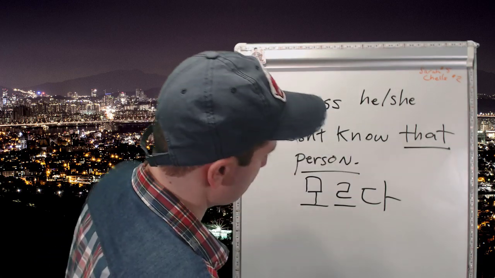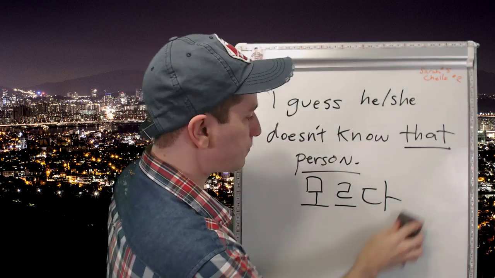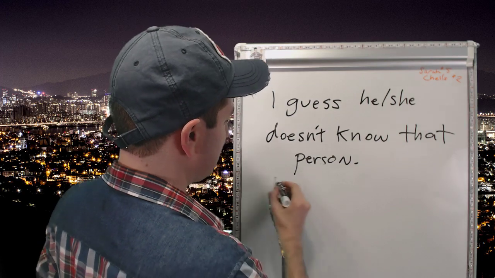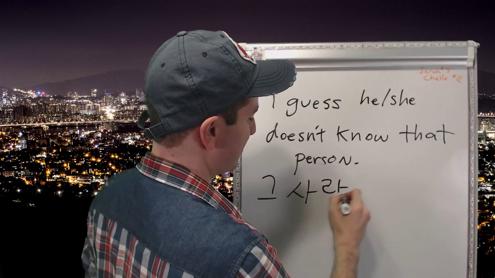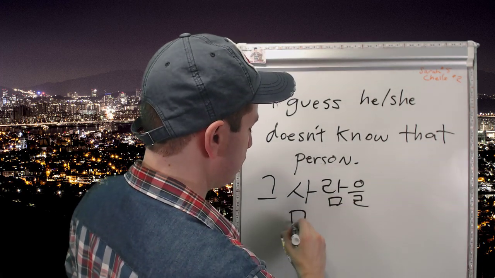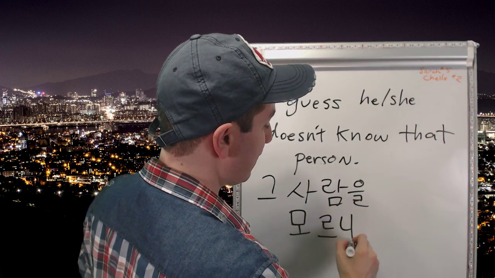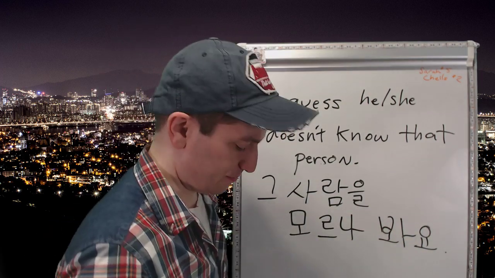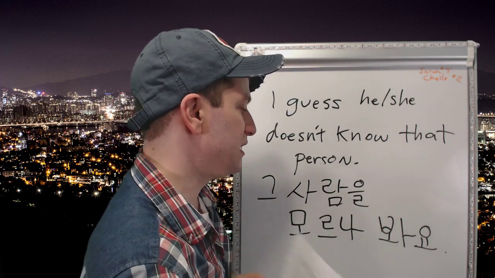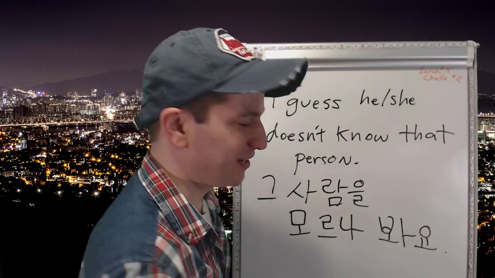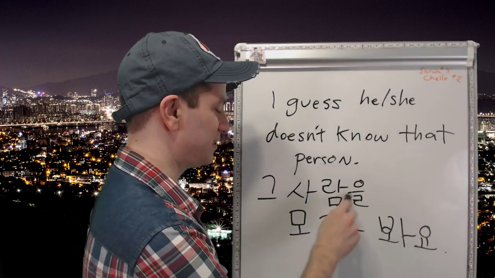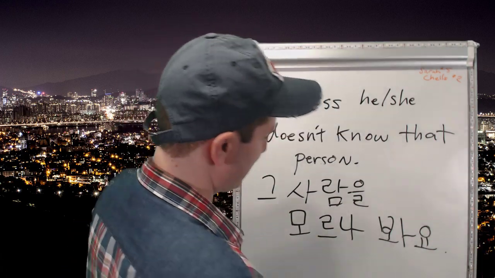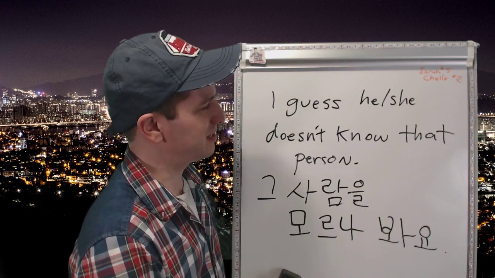So this one, I'll just write it for you. Some people got the right answer, but I'll just write down the answer for you. So for that person, I'm just going to say 그 사람을 모르다, so 모르나 봐요. 그 사람을 모르나 봐요. I guess you, he, or she doesn't know, or it seems like doesn't know that person. 그 사람을 모르다, literally to not know that person. So I guess you do not know that person. Okay, 그 사람을 모르나 봐요. I guess he or she doesn't know that person.